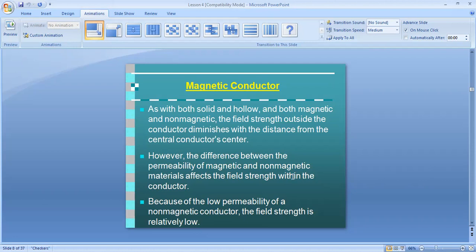If you are using a ferromagnetic conductor, then the magnetic field within the conductor will be high, but outside the conductor it will not be high, because outside the conductor the field depends upon the permeability of air, since the medium outside the conductor is air. So even if you are using magnetic or non-magnetic, outside the conductor the field remains constant, because it depends upon the permeability of air. However, the difference between the permeability of magnetic and non-magnetic material affects the field strength within the conductor. Because of the low permeability of a non-magnetic conductor, the field strength is relatively low.